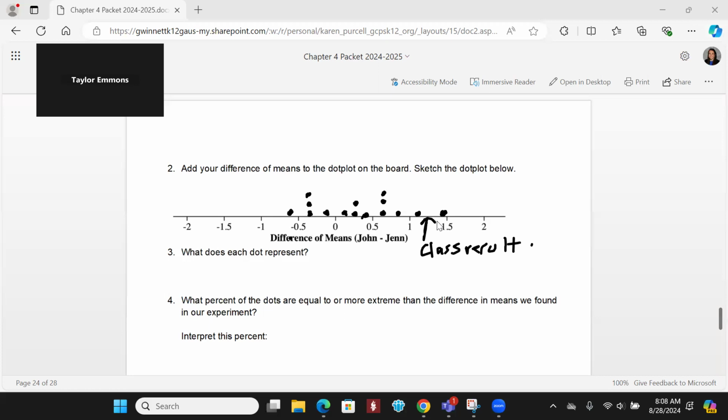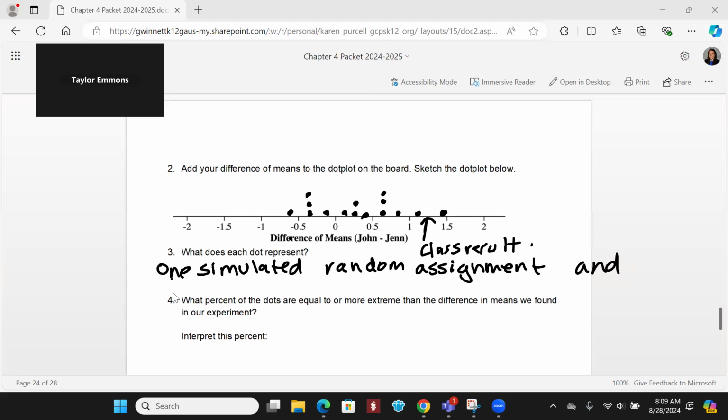Okay, all right. So what does each dot represent? Each dot represents one simulated random assignment and the difference of mean rating calculated for two groups.